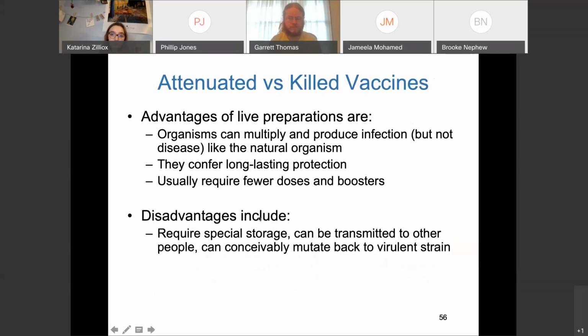So attenuated or killed virus is the advantage of alive preparations. If something's alive and we give it to you, it confers longer lasting protection. All right, so usually requires fewer doses of booster shots.